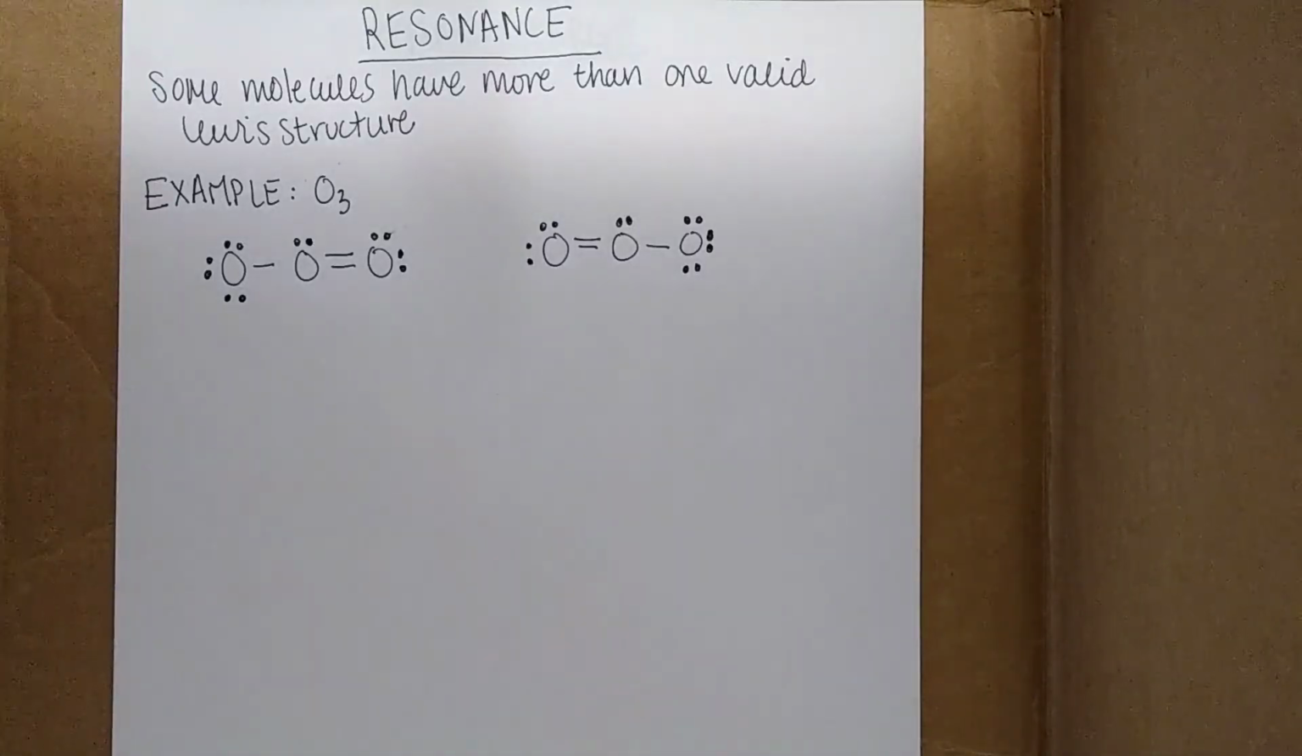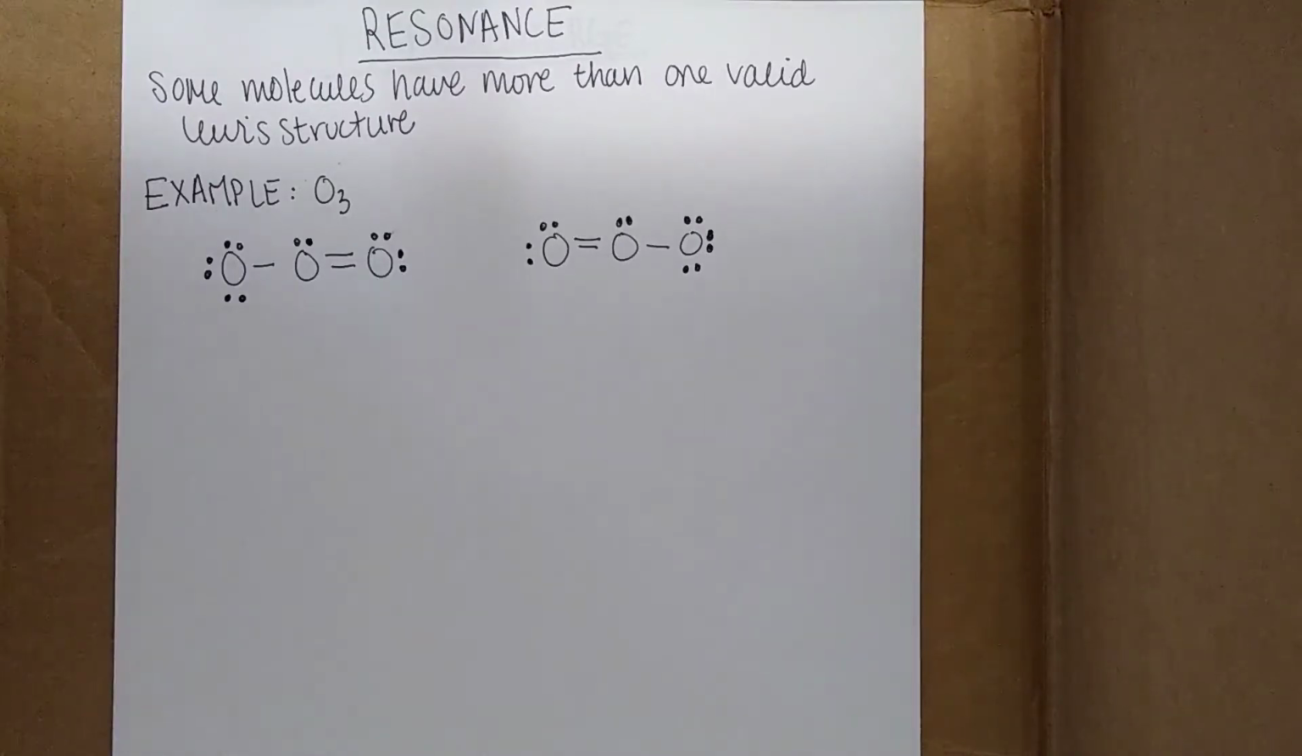In this video, I'm going to talk about this concept of resonance. So basically, we have to introduce this concept because sometimes it's possible to draw more than one valid Lewis structure for a molecule. Sometimes Lewis theory doesn't quite capture the reality of the molecule, so we need some framework within Lewis theory to take care of that.